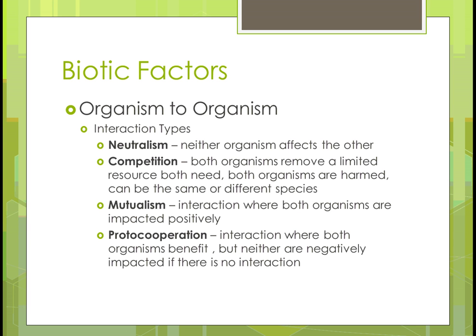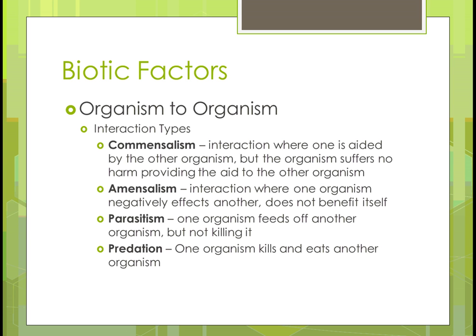There's mutualism, where both are affected positively. So it might be two different organisms do things that help each other out. One can do one thing better than the other. So they both do their separate thing and it helps each other. And then there's proto-cooperation, where both organisms will benefit from it, and neither of them are going to be negatively impacted, even if there isn't an interaction. And we'll see an example of that, and it'll make more sense when we see that. And then there's commensalism, where one is aided by the other, but there's no harm in aiding that other one. In other words, it'll come live in the environment. It's not hurting the environment it went to, but it's not going to help it either.